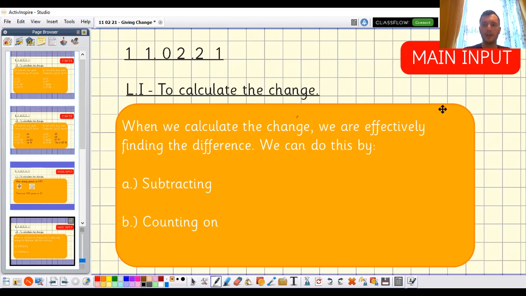And when we calculate change, we are effectively finding the difference between two amounts. And we can do this in two ways. We can do this by subtracting, and we can do this by counting on. So let's have a look at those two strategies in a bit more detail.